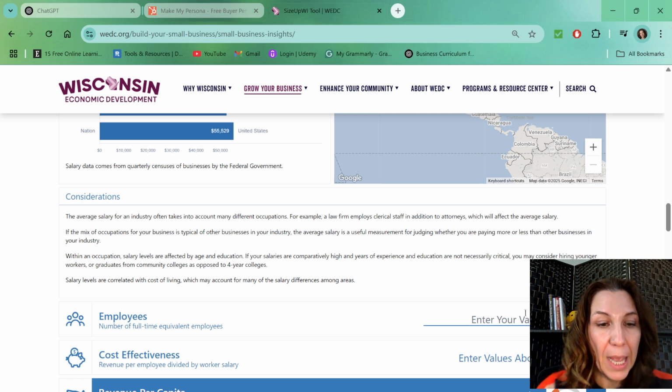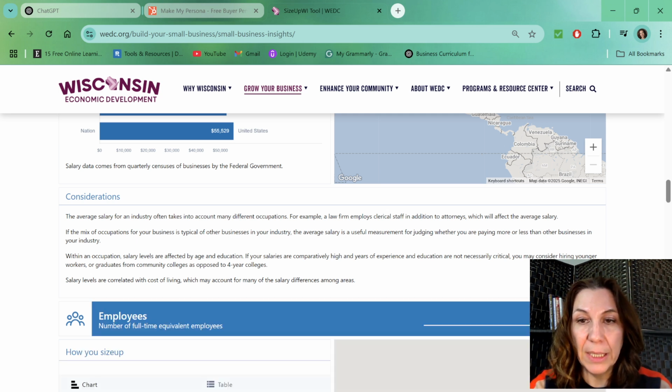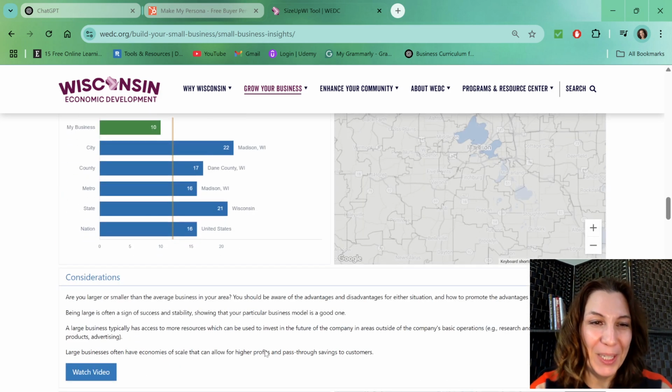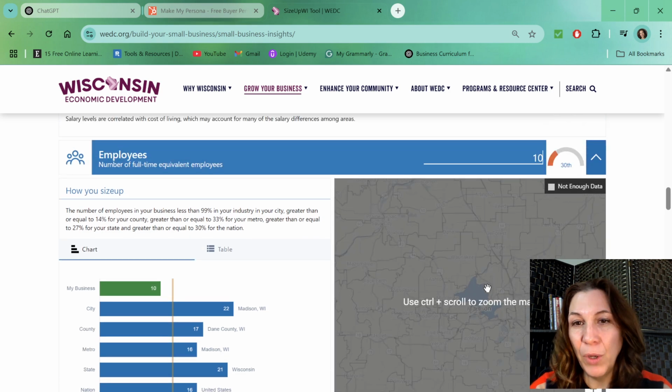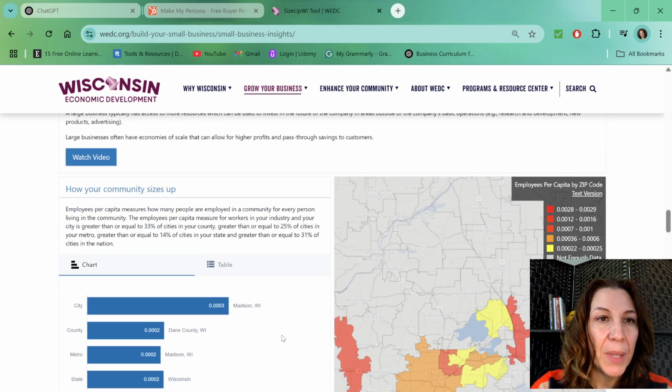Also, employees. Let's say we have 10 employees. How does it compare? Well, for 10, usually people have 22, 17, 16, 21, 16. Well, I think we have to hire more people. And here, we don't have any additional data yet on that particular industry.